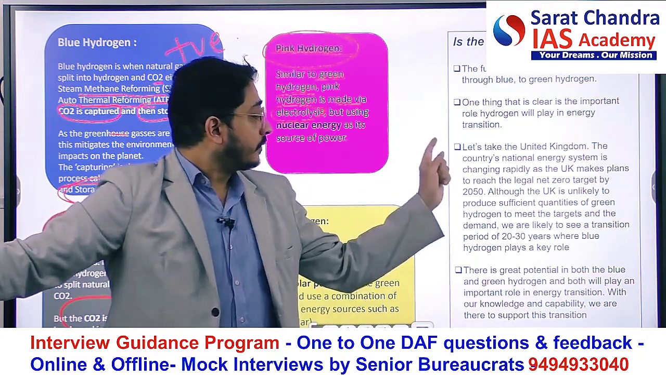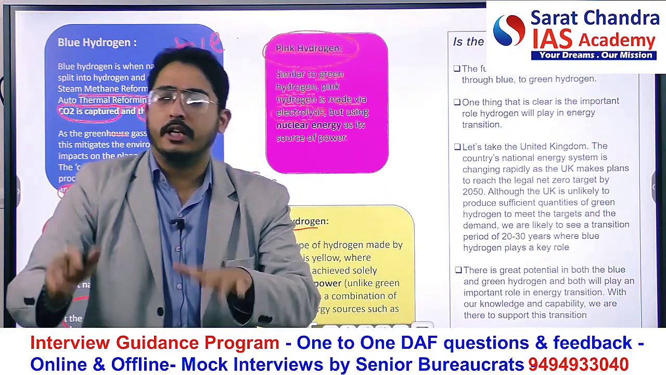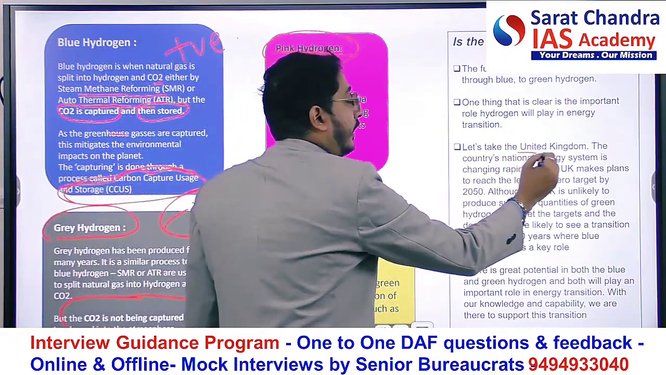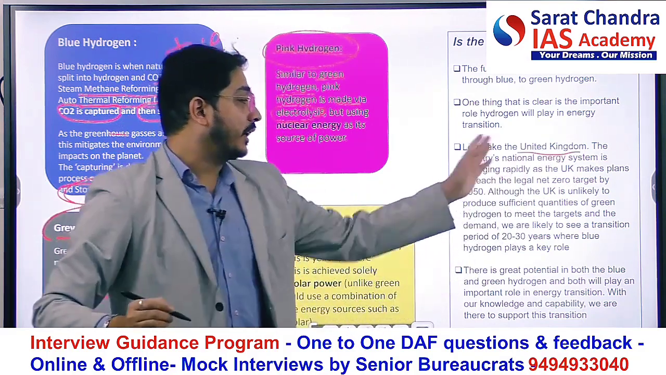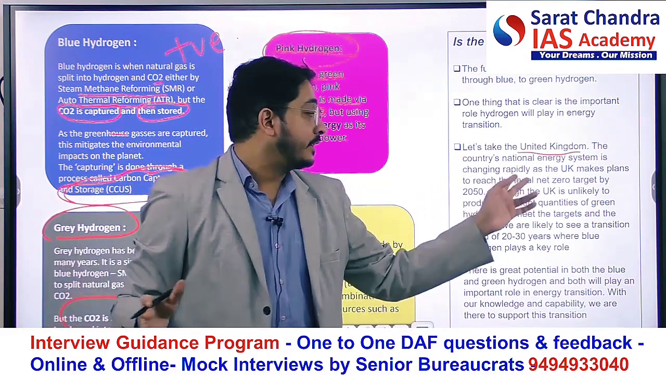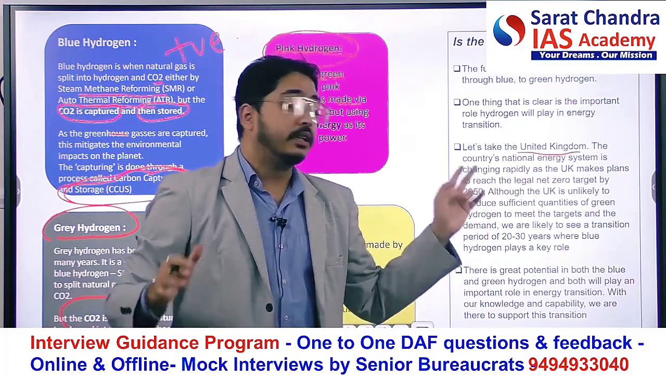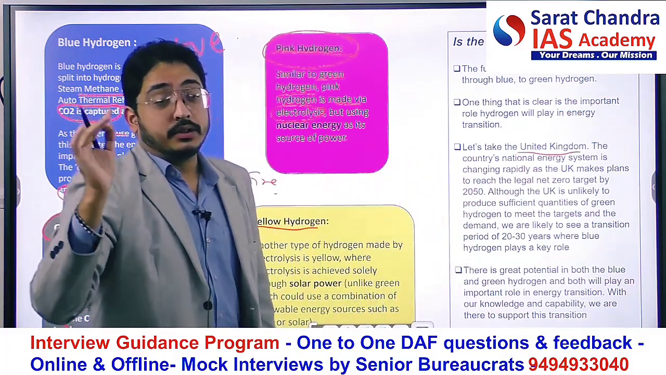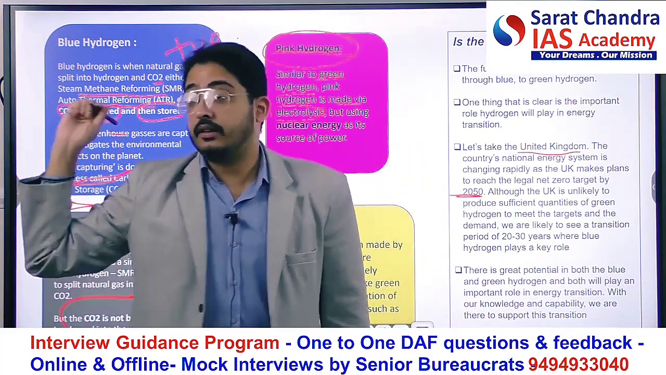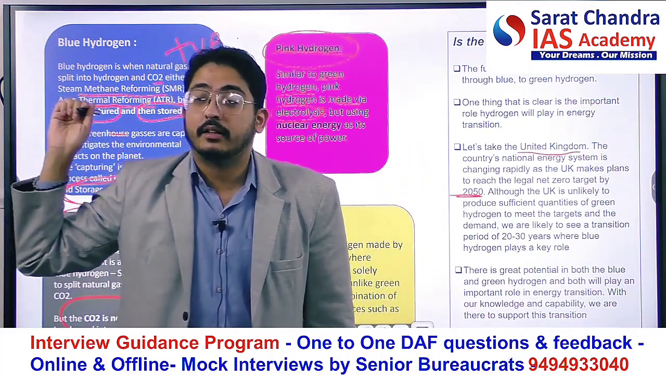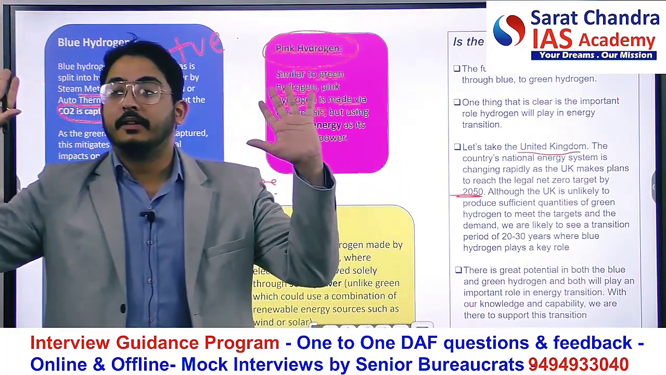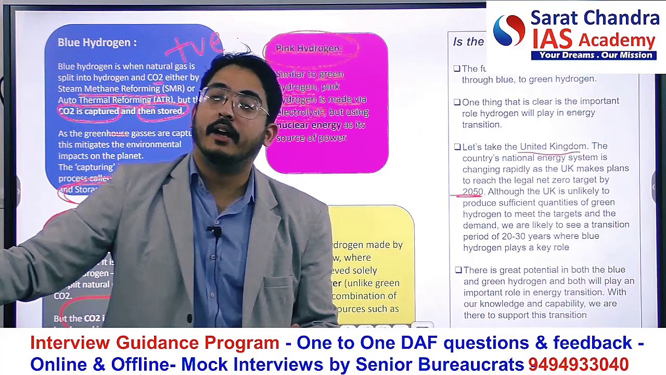Okay. Now, if you give one case study, you will get more marks. So, one case study you can give is of the United Kingdom. The country's national energy system is changing rapidly as the UK makes plans to reach net zero emission by 2050. For that, this is needed. नेट जीरो एमिशन मतलब ग्रीन इज रिक्वायर्ड. बिना ग्रीन का जीरो नहीं हो पाएगा.